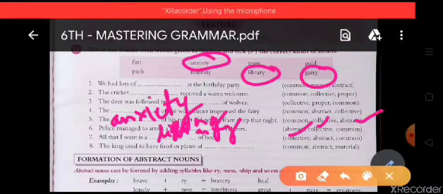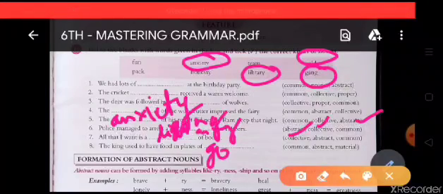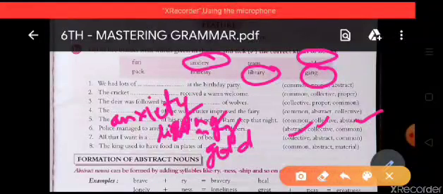"The king used to have food in plates of gold." Gold is a material noun.